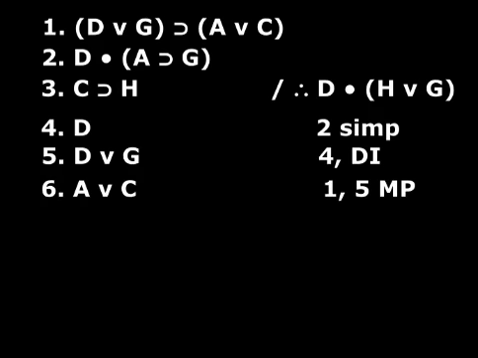Oops, what did I just do here? Okay, I'm now explaining more why I chose G as my other disjunct. I chose G here so I could get A or C by modus ponens, right?